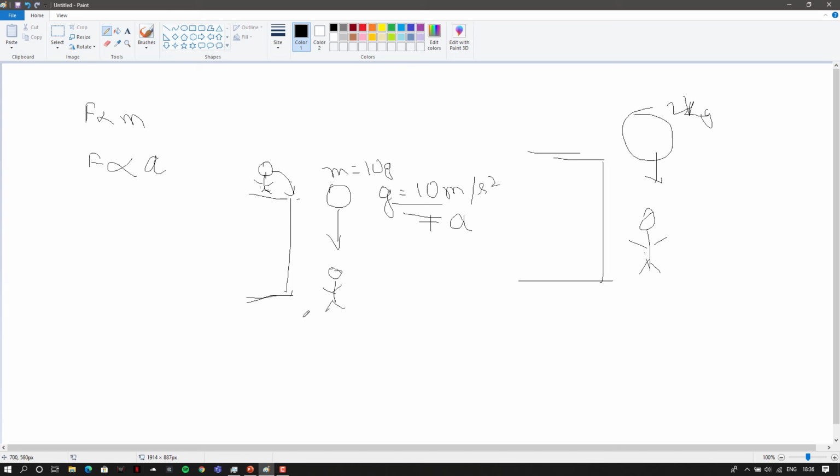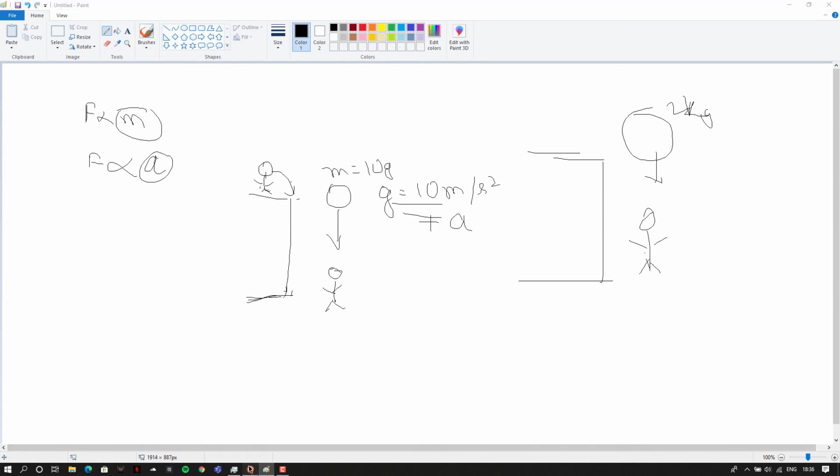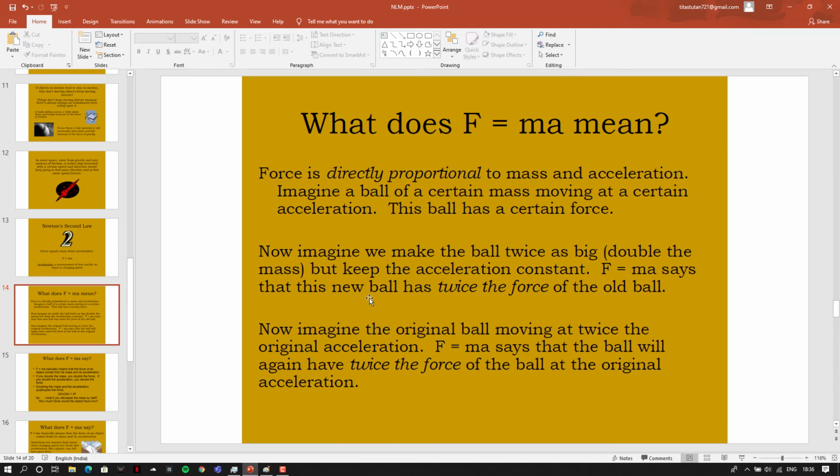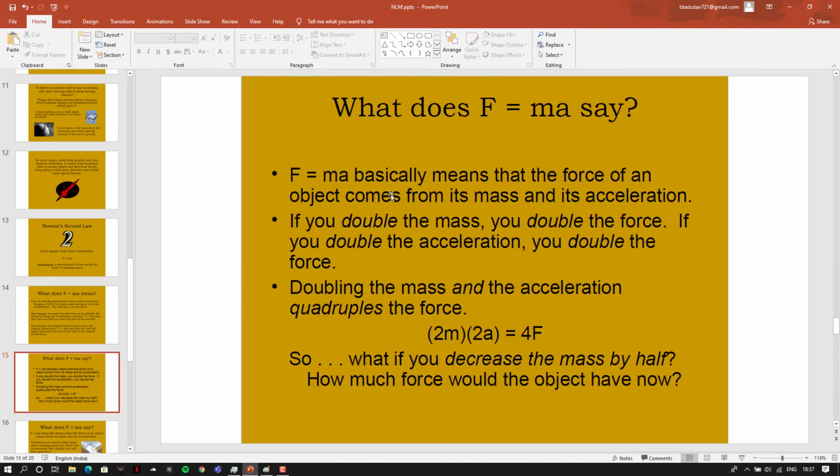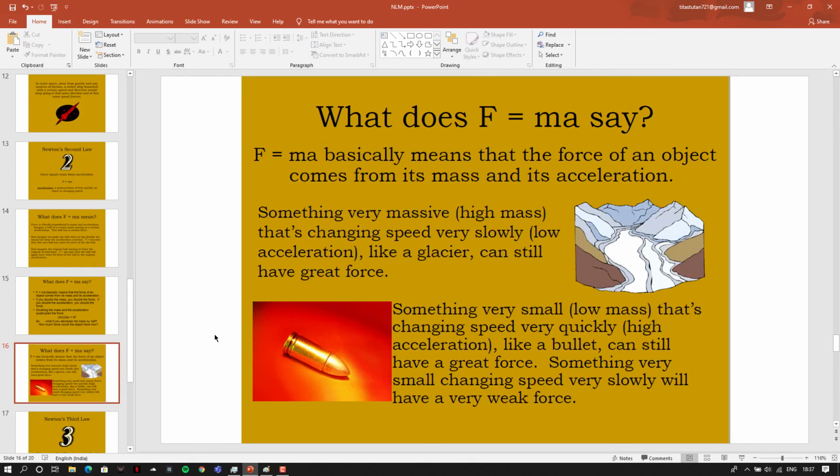So force is directly proportional. The force will increase if mass is increased, the force will increase if acceleration is increased. Very simple thing. Okay, so this is what it said here. If we make the ball twice as big, then the force will become twice the actual force. That's the same thing it's talked about here.